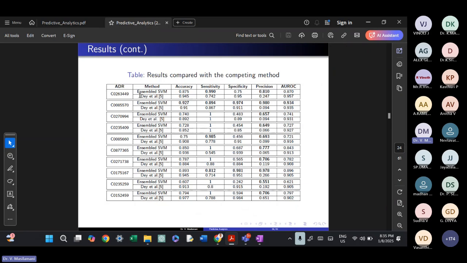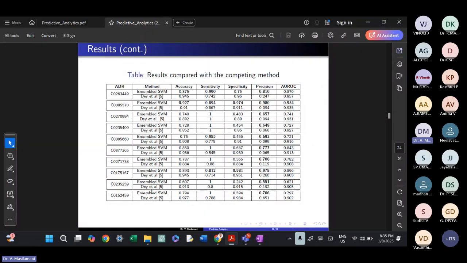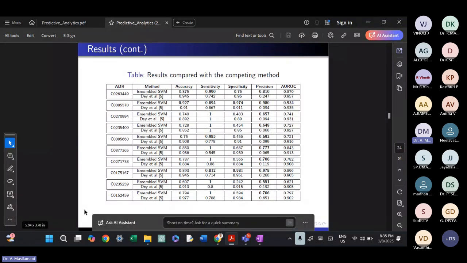So for the first ADR that is the case, but for the second ADR, ours is better in all. For the third ADR, ours is better in the second one, and so on. If you look at all these ADRs, in the majority of cases our model is better than the existing, competing model. Of course, we are not able to beat the existing model in all metrics for all ADRs, but for the majority of ADRs and the majority of metrics, ours is better. Therefore, it is publishable.